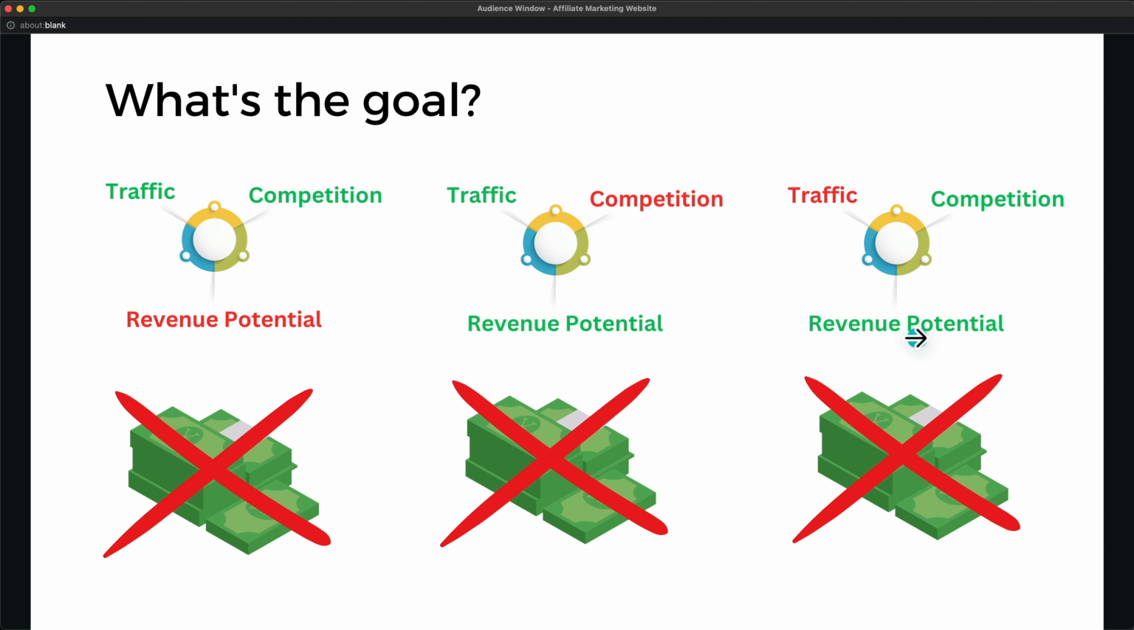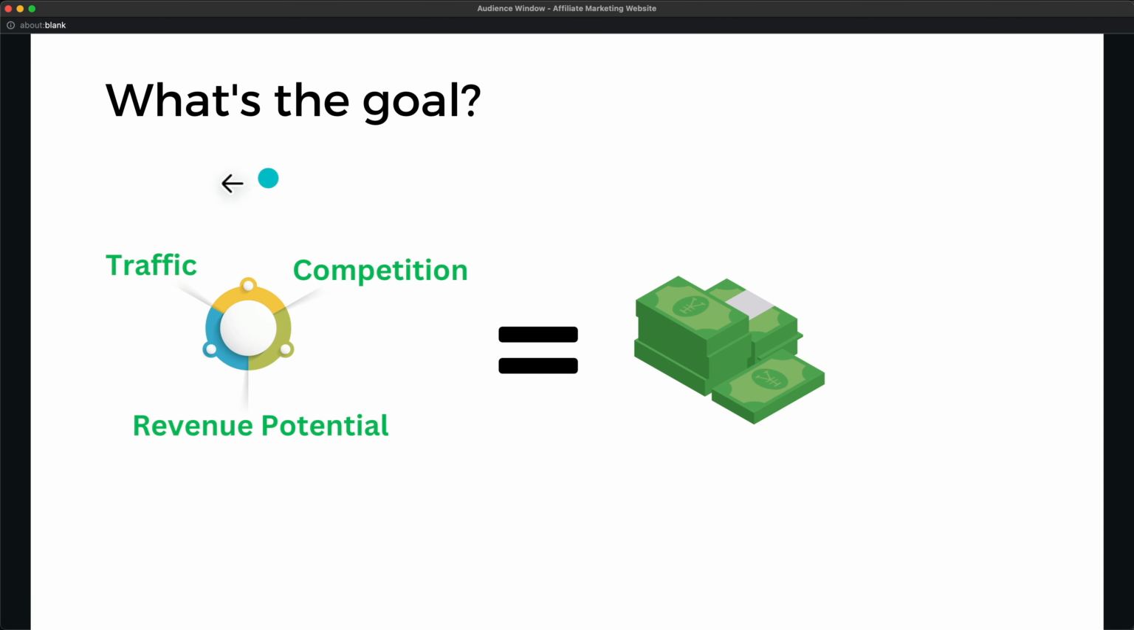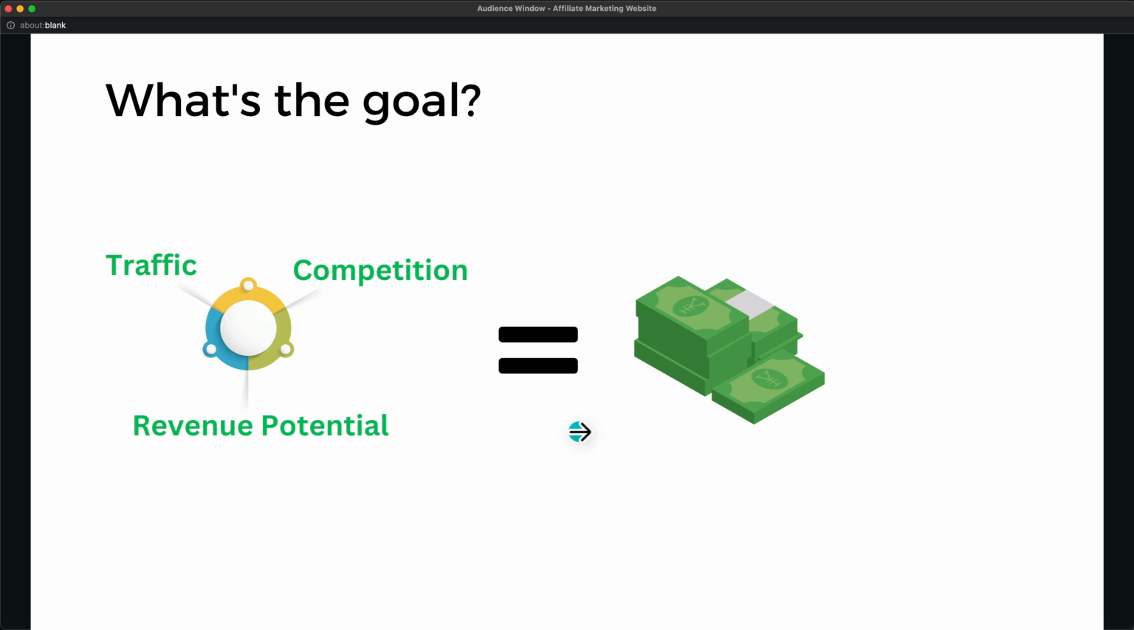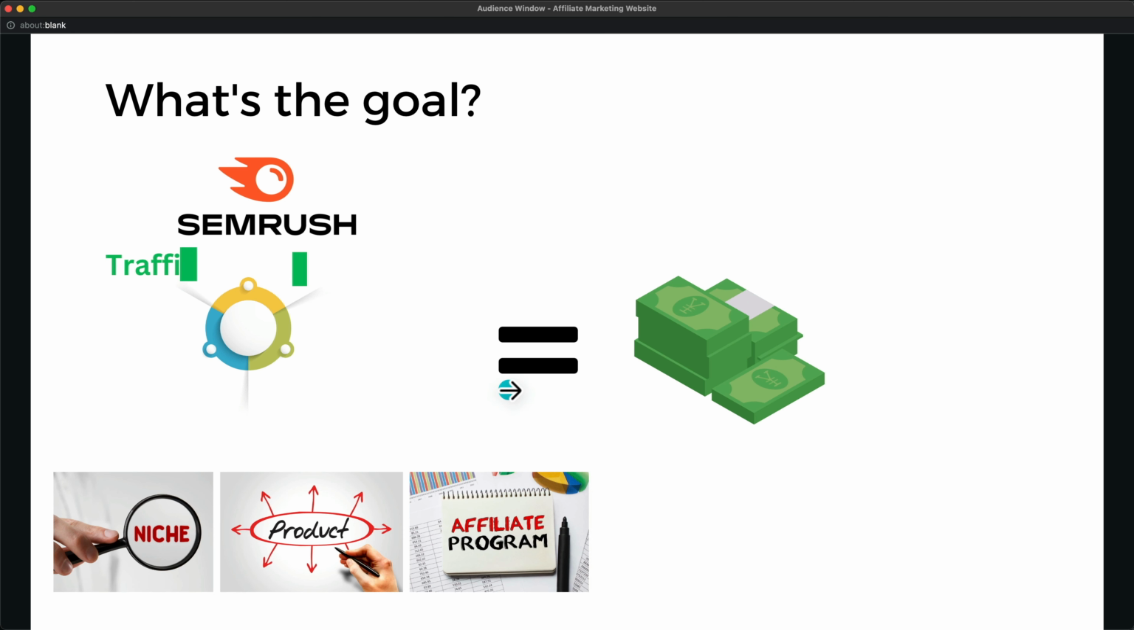Then if there's little or no competition, and there's also revenue potential, but there's no traffic, so nobody is actually looking for that term, we also don't get any clicks. You might be on the first page of Google, but nobody visits it because nobody types in that search term, meaning we don't make any money. So only when there is traffic, when there's not too much competition, and when there is revenue potential, that's when we make money.